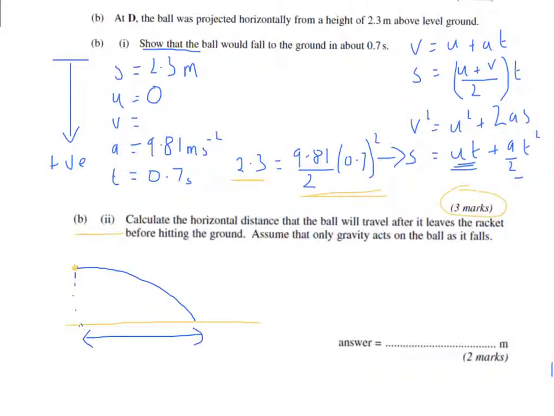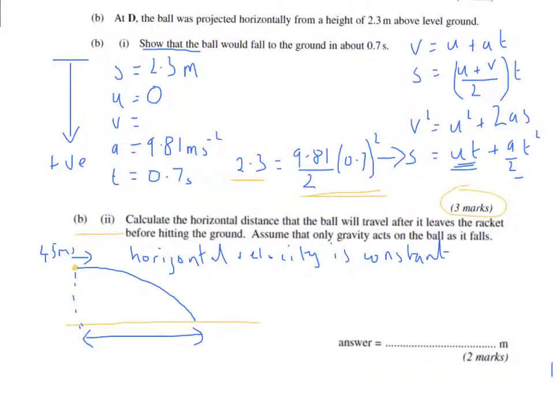Okay, so because it's horizontal distance, we don't have to worry about anything to do with the vertical stuff. No gravity, no acceleration, nothing. And the other thing is, because it's horizontal, we know that the horizontal velocity is constant, it never changes. And we also know that it was 45 meters per second when it left the racket and the ball was here.